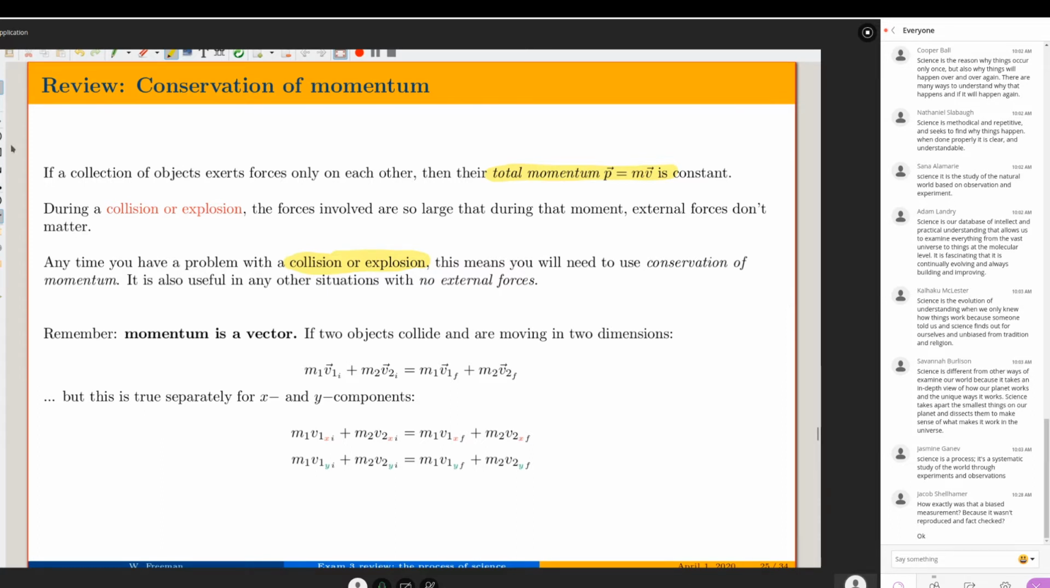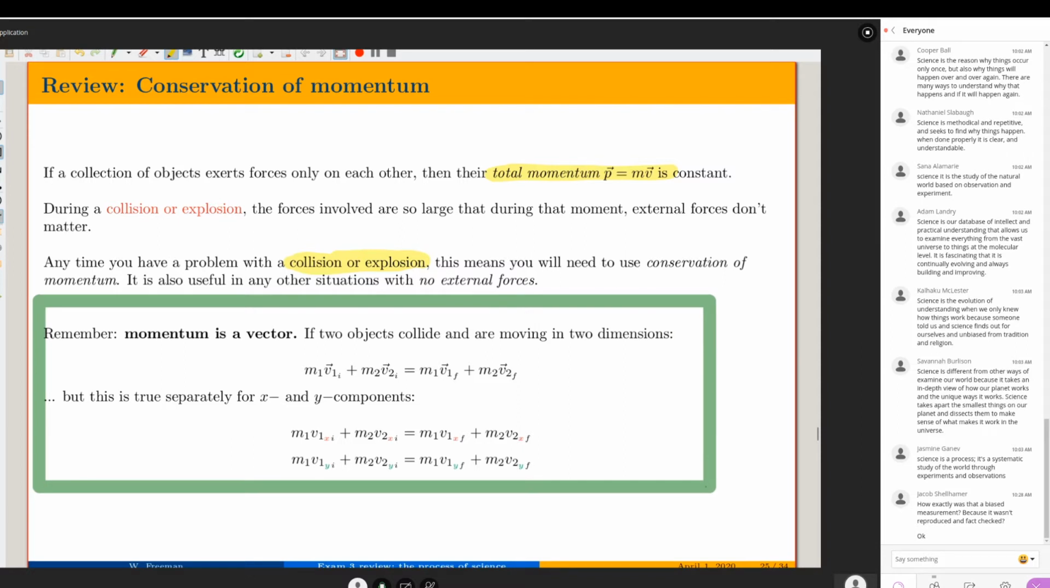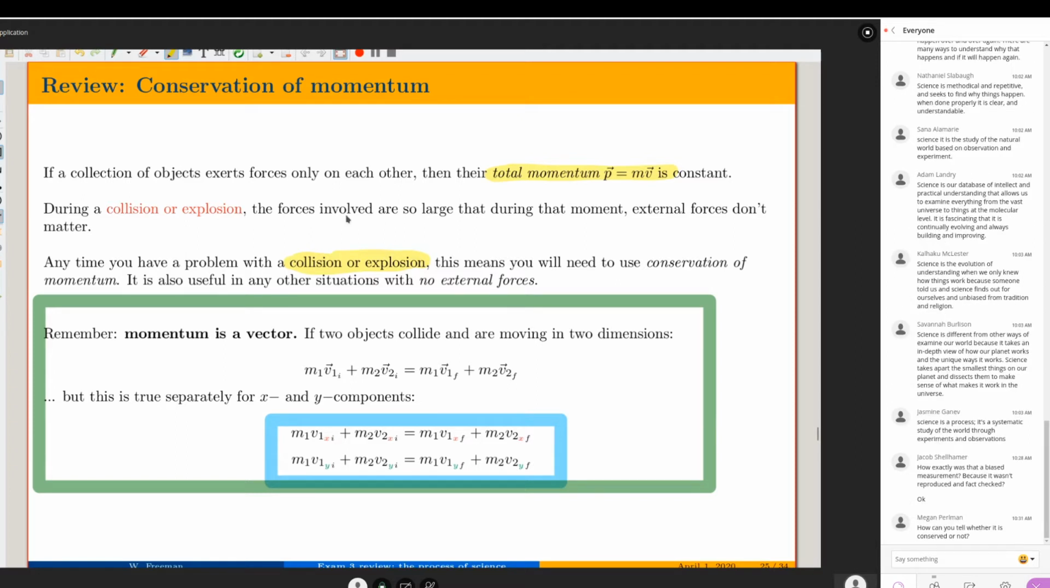The other thing that's important to remember is that momentum is a vector. So if you've got a collision happening in two dimensions, like the pool balls or the ice skaters that we talked about a bit ago, you will need conservation of momentum separately and independently in X and Y. If there are any questions, stop me and type them in chat. I have a couple of problems that I want to set up at the end.